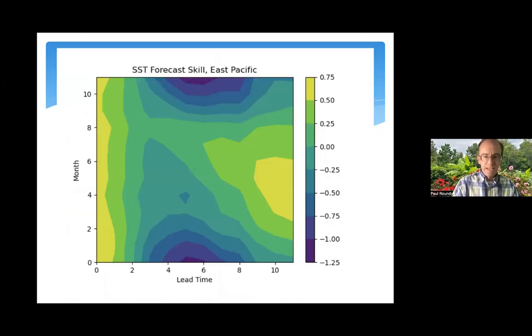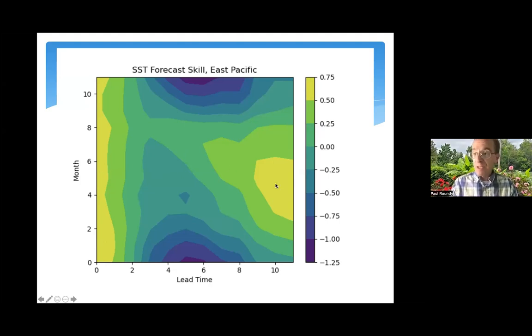Same thing here. This is a statistical model, with lead time going forward, showing forecast skill in terms of mean square error minimization. This is January at 0, February, March, April. As you go forward, there's a hole in your ability to predict. But with this statistical model, you get almost as much skill predicting the next fall.